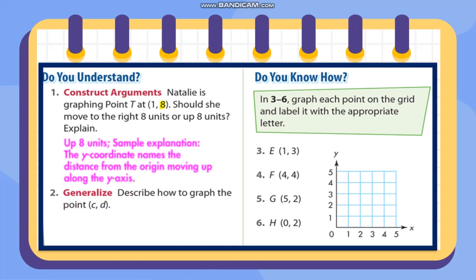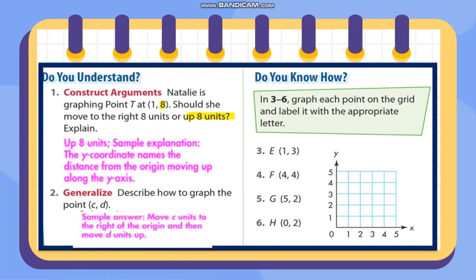Why? Because the y-coordinate means the distance from the origin moving along the y-axis. Okay, so 1 is our x-coordinate and 8 is our y-coordinate. So it means we need to go up 8 units. Next, describe how to graph the points C and D. So C is your x-coordinate and D is your y-coordinate. So move C units to the right of the origin, then move D units up.